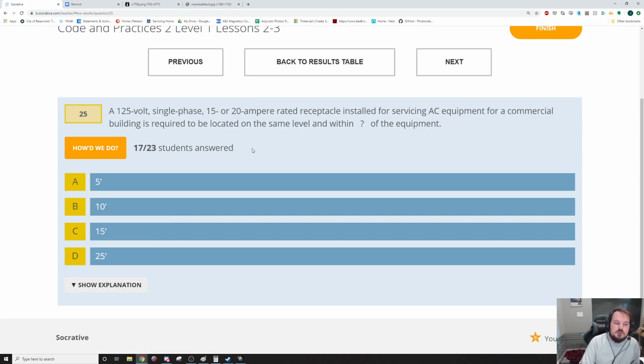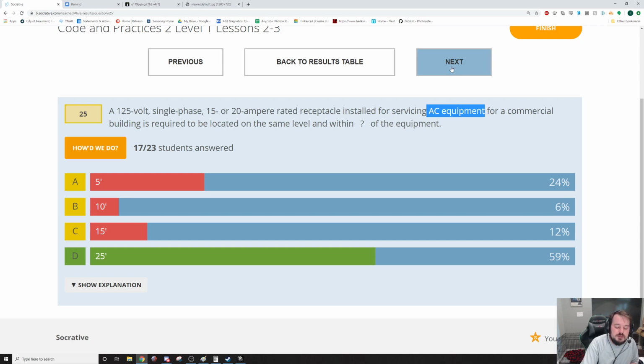A 125 volt single phase 15 or 20 amp rated receptacle installed for servicing AC equipment for a commercial building. Oh, so this is branch circuits, and then it should be required outlets, and then heating, air conditioning, and refrigeration equipment. And that's 25 feet. You have to have a courtesy receptacle within 25 feet of your AC equipment.